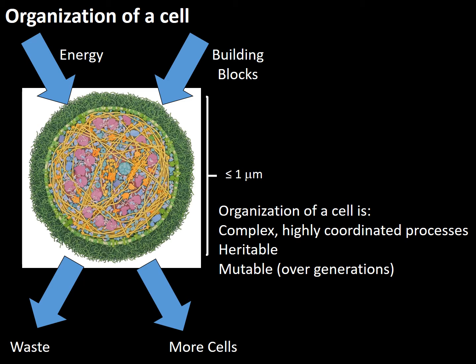Now, it's important to recognize that a modern cell is complexly organized. It contains a variety of highly coordinated processes, which probably didn't spring into existence in one go. The information inside that cell is heritable. That's an important aspect of defining a living thing. And then it's mutable over time. And what this means, though, is that the modern organization of a cell is probably the result of some protracted period of chemical and biochemical evolution. And I think we should keep this in mind when we try to understand prebiotic chemistry and what its point is.